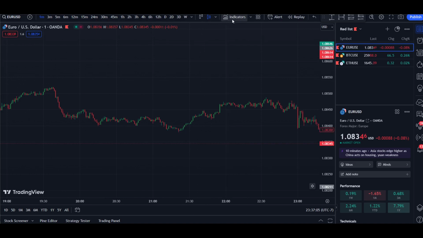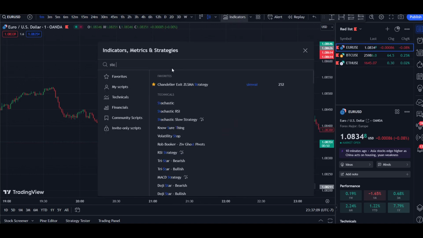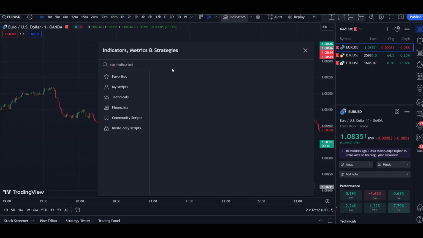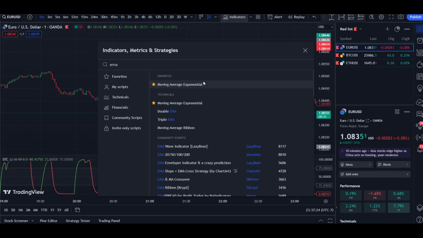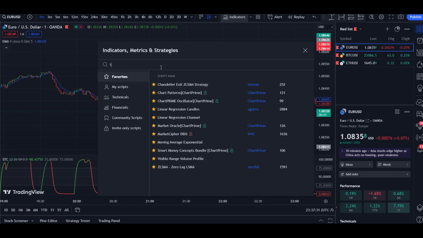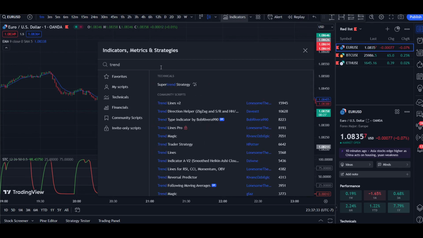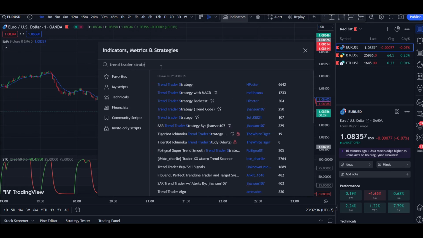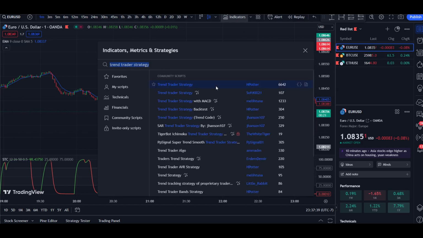So let's get started. The first indicator that we're going to be using is the STC indicator. We're going to click on the very first one. We're also going to be using one EMA. The third one is the Trend Trader strategy. I'm going to click on the very first one.